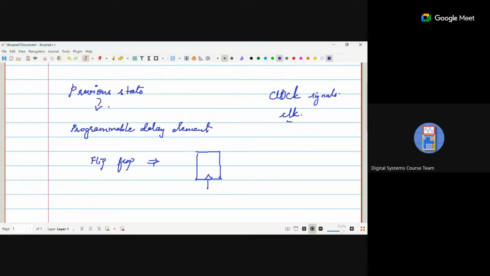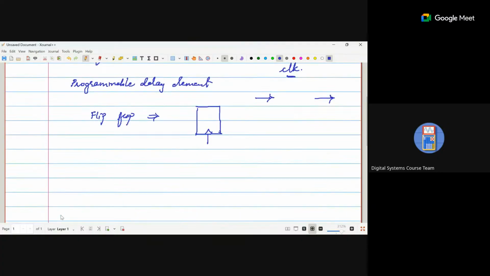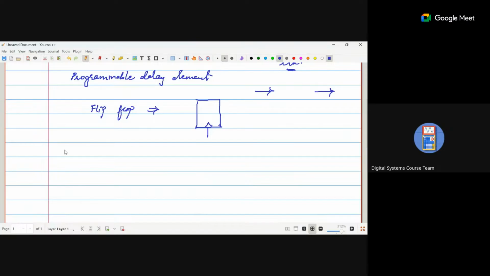We use these clock signals, and we have to understand that whenever a certain input goes in, a certain output comes out depending on the clock signal. The first one we'll start with is a basic flip flop, that is the D flip flop.